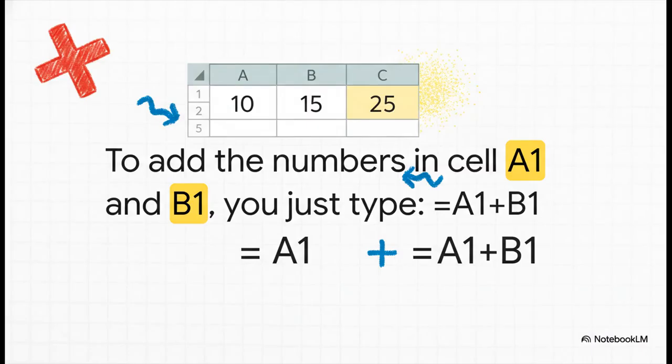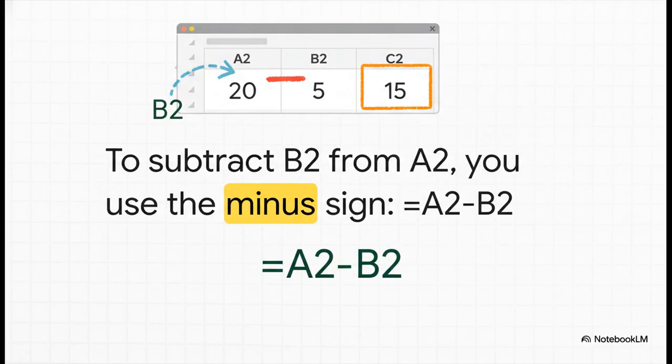It's super straightforward. If you want to add the number in cell A1 to the one in B1, you literally just type equals A1 plus B1. And just like that, you've written your first formula. And that same idea works for subtraction, of course. You just use the minus sign instead. It's direct, it's simple, and you are in total control of the calculation.